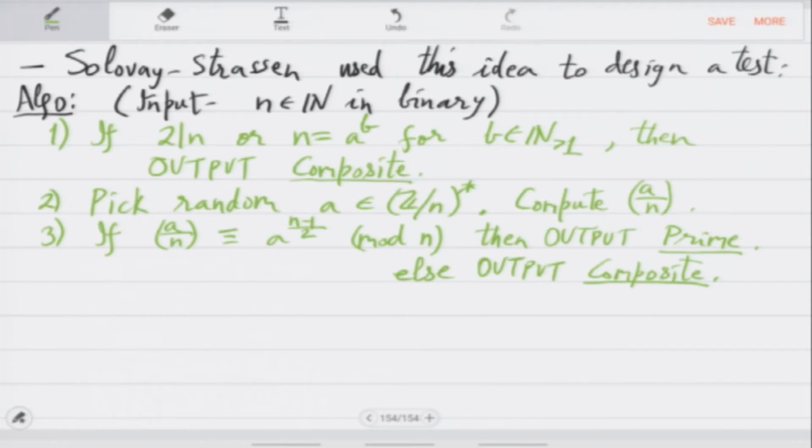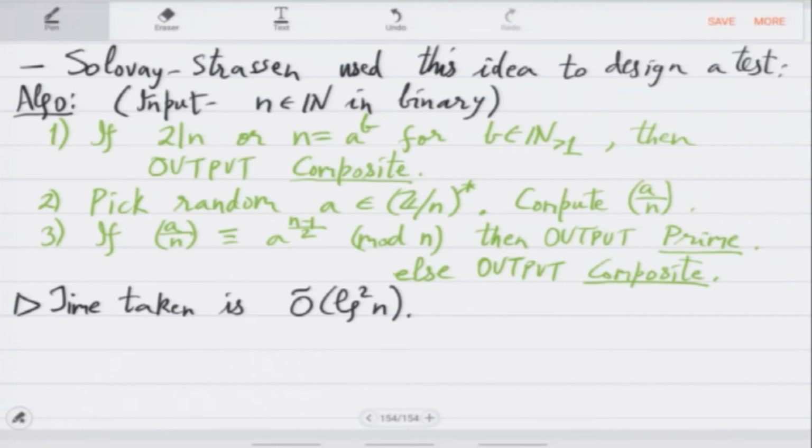Okay, so step 2 is very efficient. Step 1 and step 3, by repeated squaring, you can do it in around log square n time. So this complexity is log square n. So it's a quadratic time algorithm to test primality.